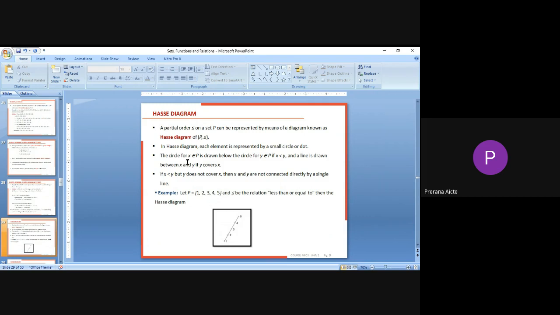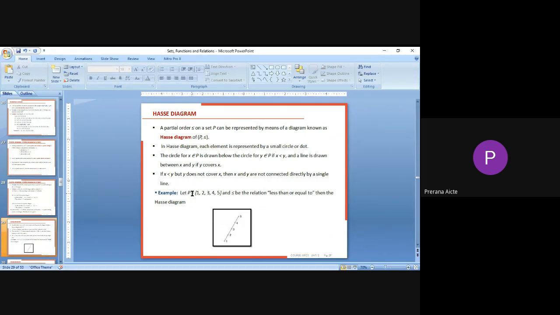Next, the circle for x belonging to P is drawn below the circle for y belonging to P if x is less than y, and a line is drawn between x and y if y covers x. That means we draw a line from x to y only if x is partial order related with y. That means y will be placed above and x will be placed below that line. So that is less than, meaning a partial order relation. Similarly, vice versa is not possible. We are not going to do the vice versa process. Okay. That is the thing.